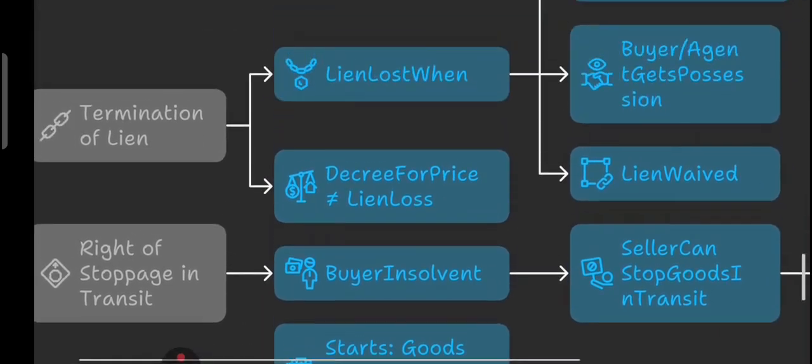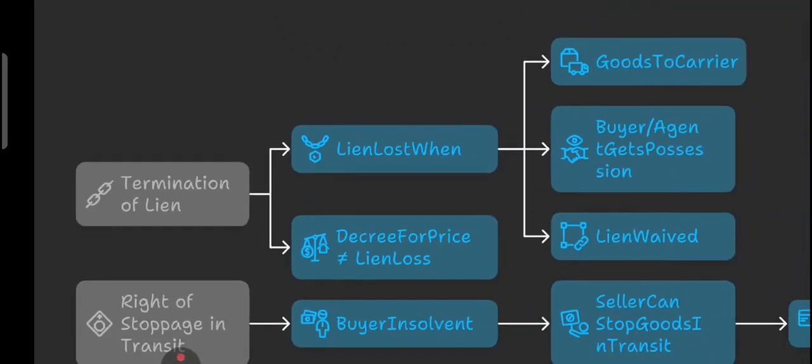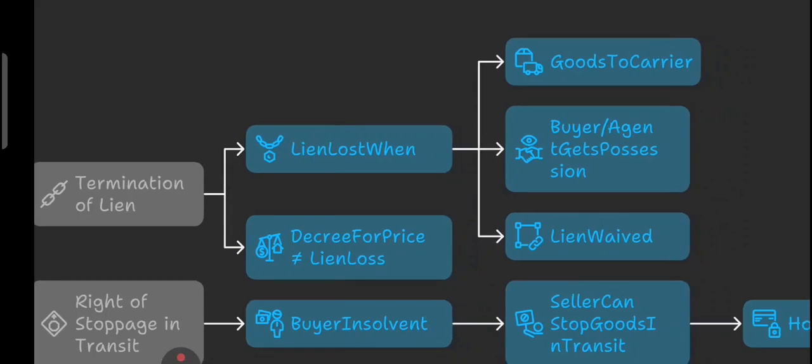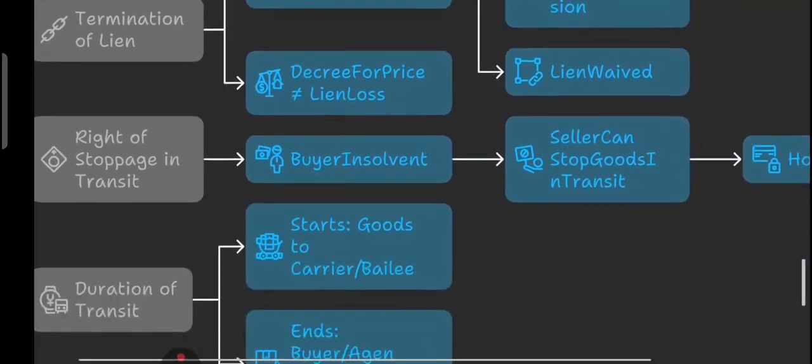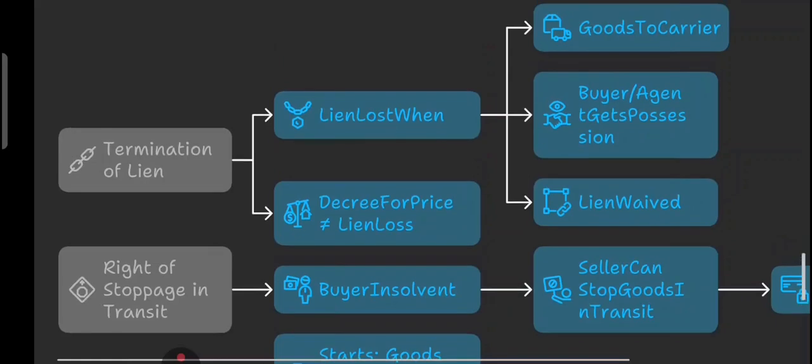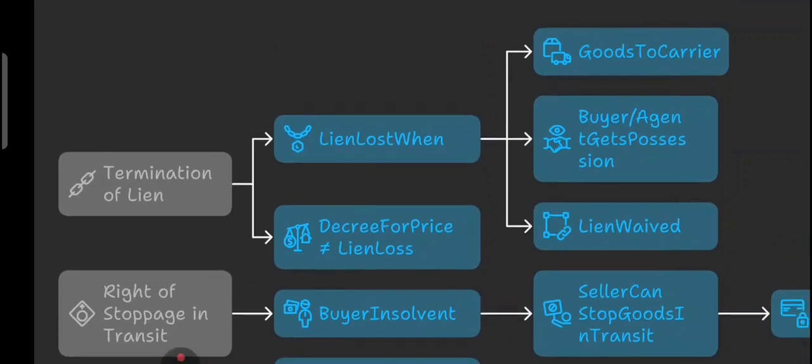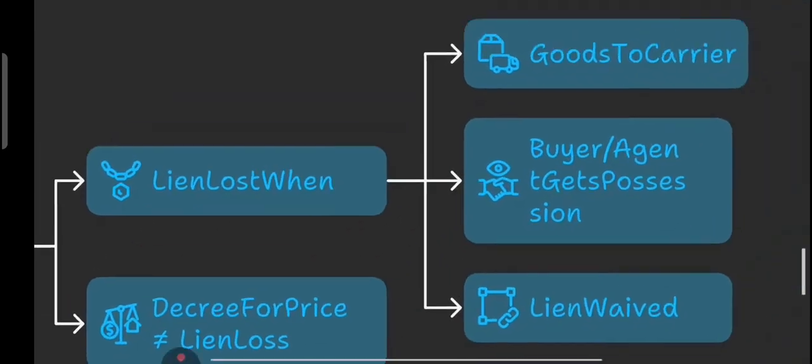Now when does the lien end? That is called termination of lien. Try to understand. The seller's right to stop goods in transit ends under certain conditions. First of all, when the buyer takes possession. Right, which means what? Buyer takes possession means once the buyer or their agent has possession of the goods, the seller's lien is lost. Right, first condition, that is called buyer takes possession, as you can see written here.